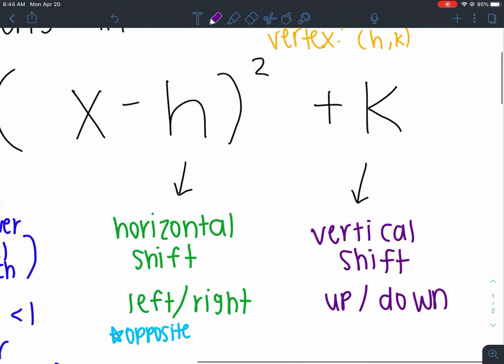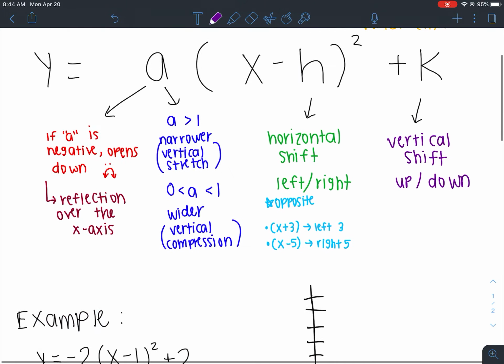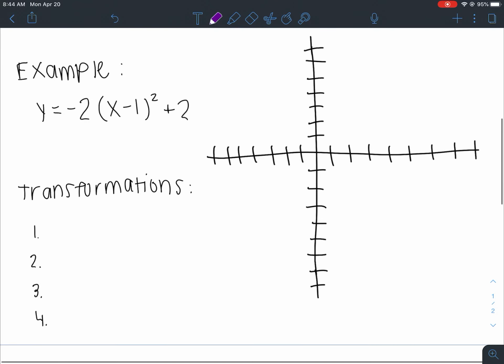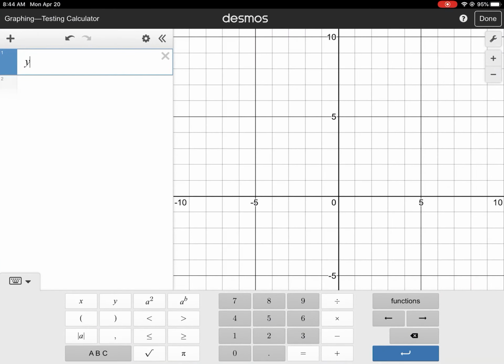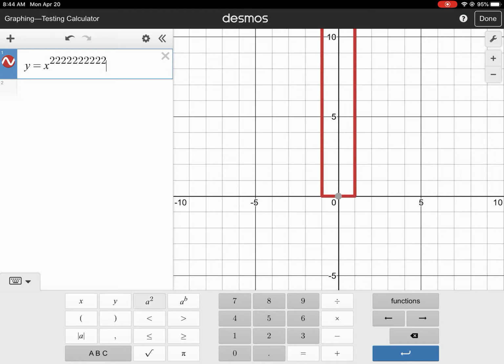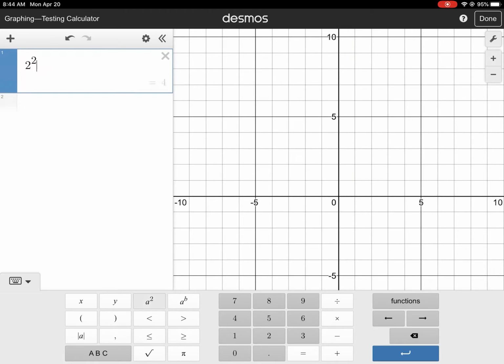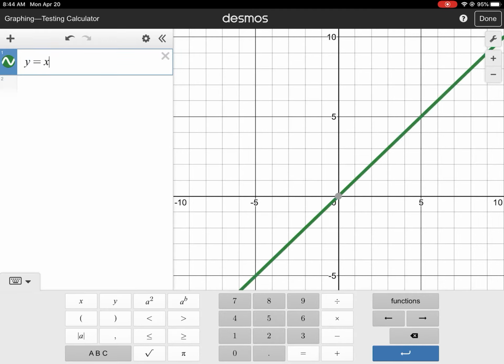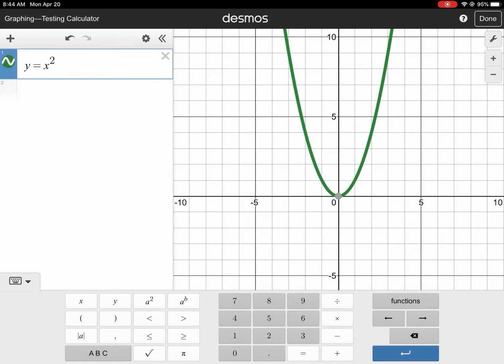And lastly, we have a vertical shift, which means up or down. So the k value will tell us how many units we're going up or how many units we're going down. Now, when we're doing quadratic transformations, we're basing it from the parent function. So the parent function of a quadratic is y equals x squared. Okay, now if you don't remember how to do the square button, it is this button right here. I am tapping it over and over again. This one right here. Okay, so y equals x squared. This is the parent function.